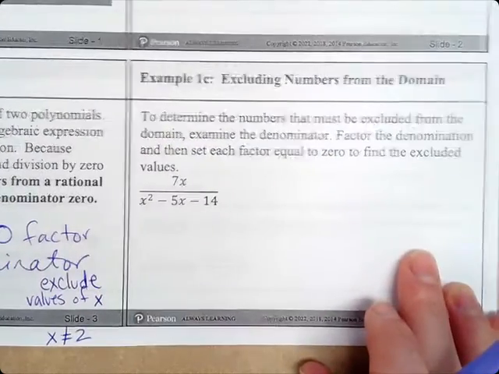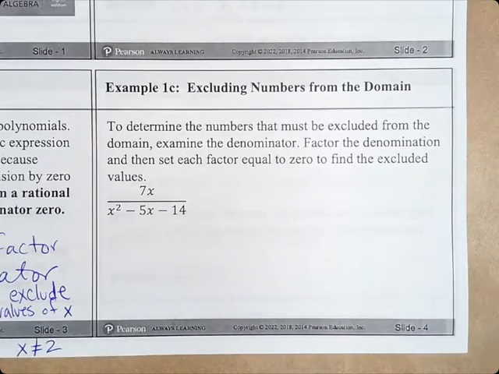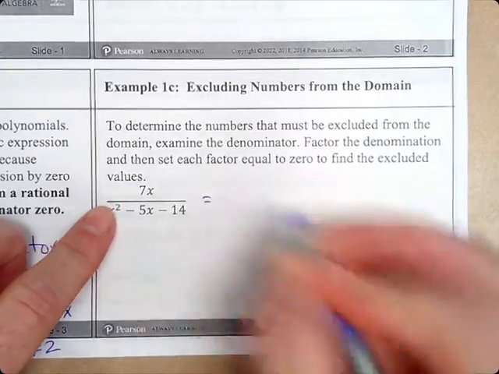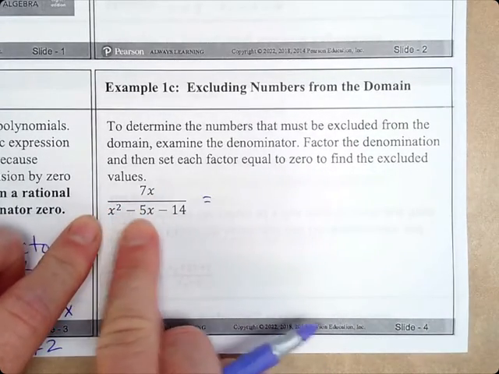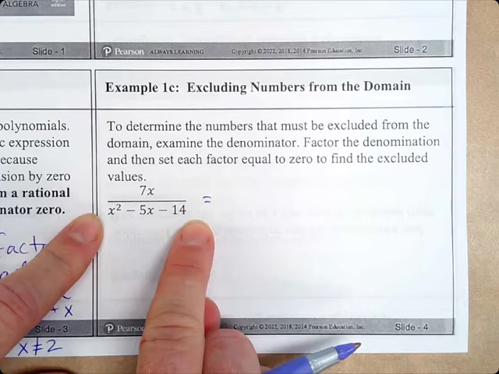Okay, so let's look at our first example. To determine the numbers that must be excluded from the domain, examine the denominator. Factor the denominator, and then set each factor equal to 0 to find the excluded values. So what we need to do is look at how we can factor this.